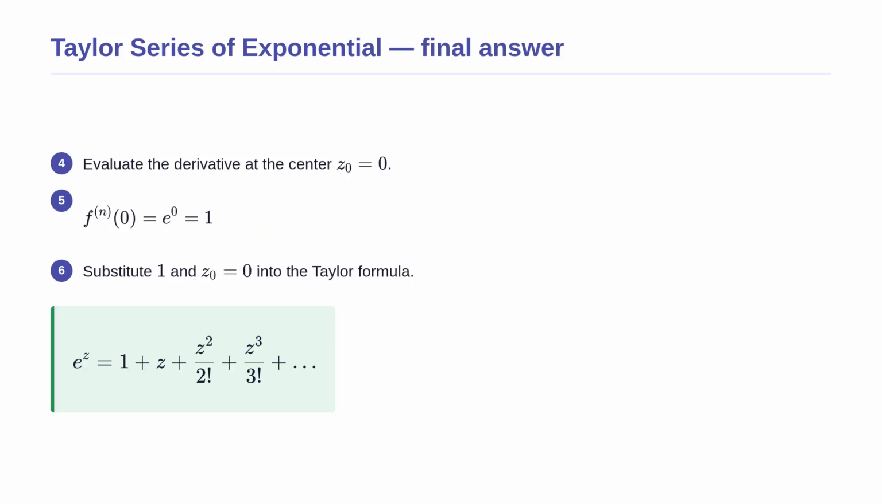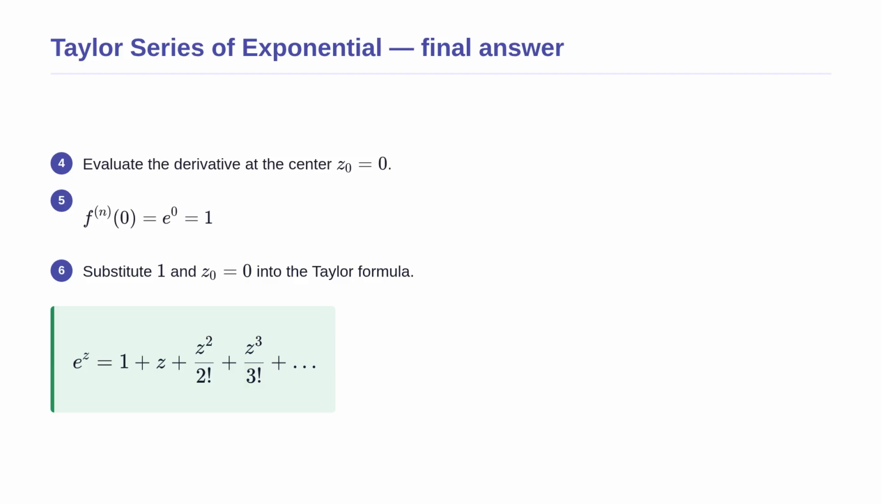Continuing with our example, we now evaluate this derivative at our chosen center point, 0. Any non-zero number raised to the power of 0 is exactly 1. So every single derivative evaluated at the center gives us a value of 1. Next, we substitute our derivative value of 1 and our center point of 0 into the general Taylor series formula. The polynomial term simply becomes z to the power of n. Expanding the sum step by step gives us our final answer.